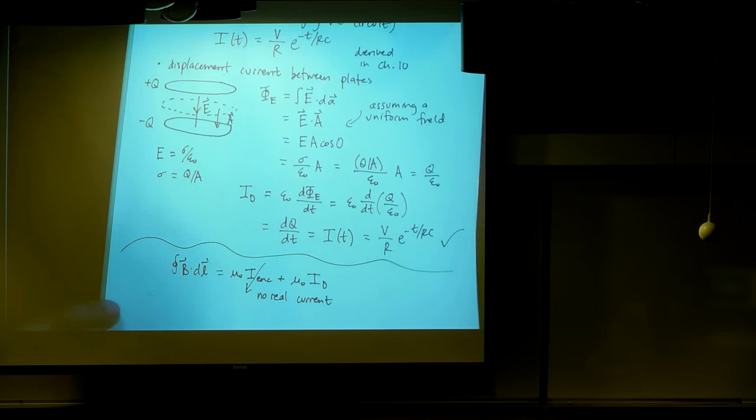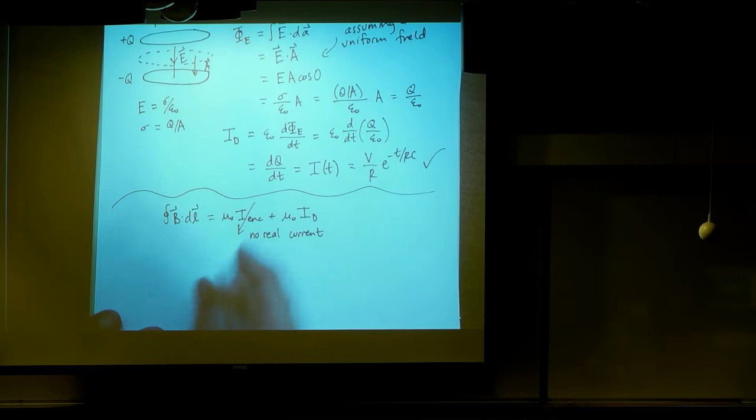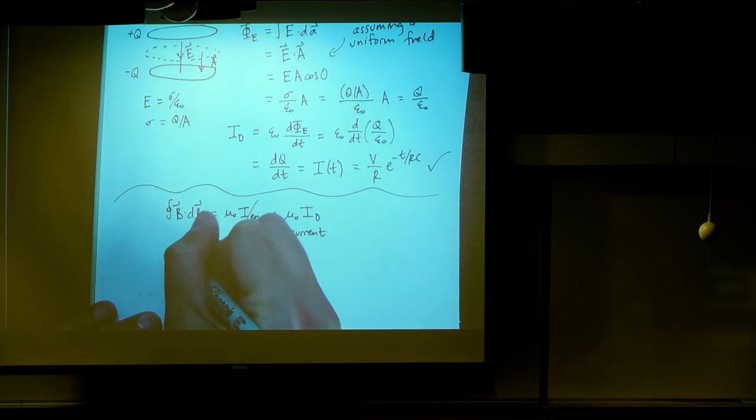So that's what I'm going to be dealing with here. All right, so I already know what I_d is going to be. I'm going to use the previous result. What is B dot dl integrated over this loop going to look like?